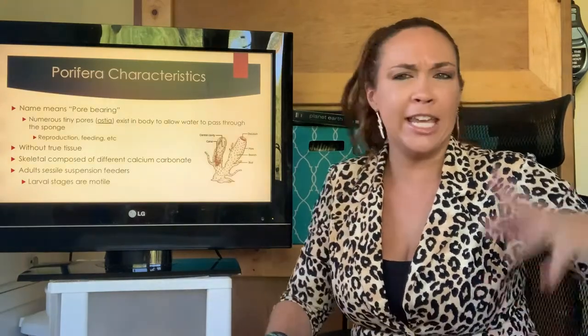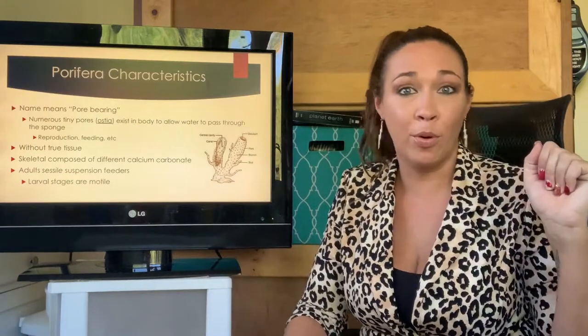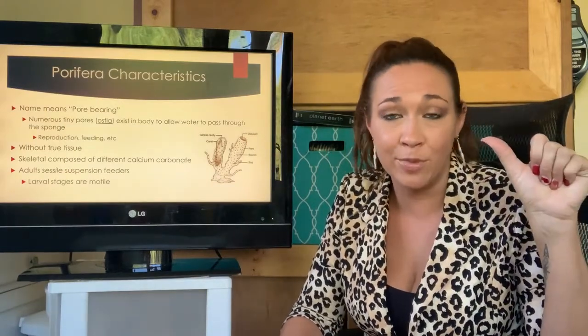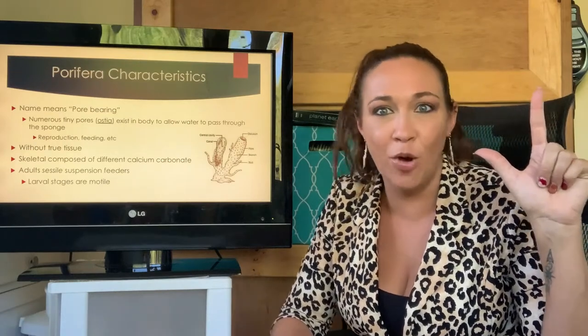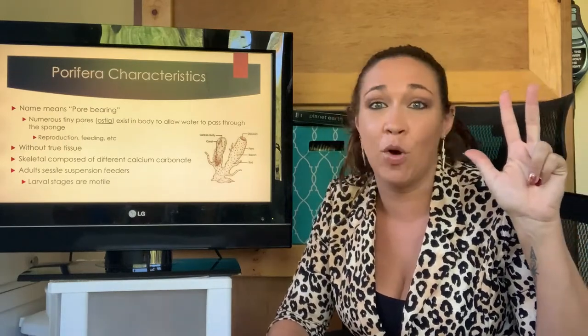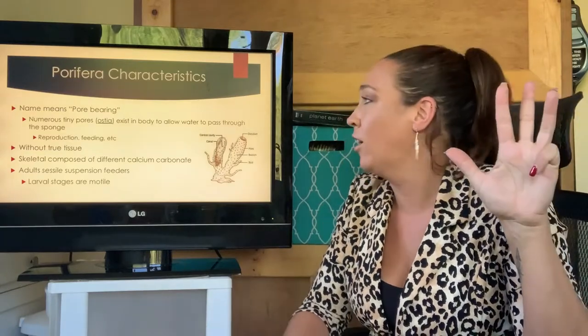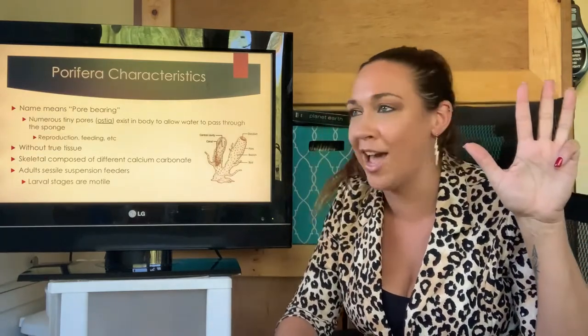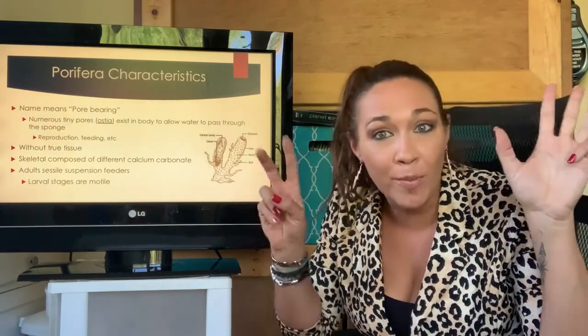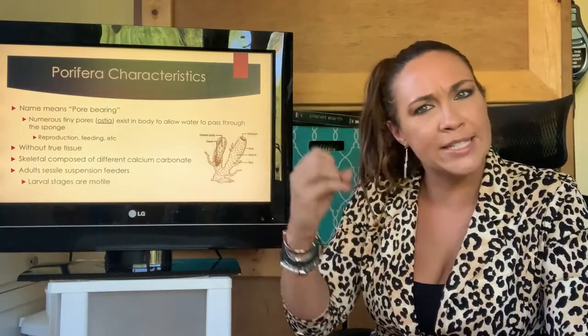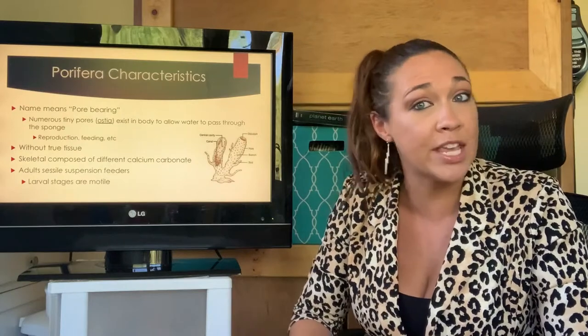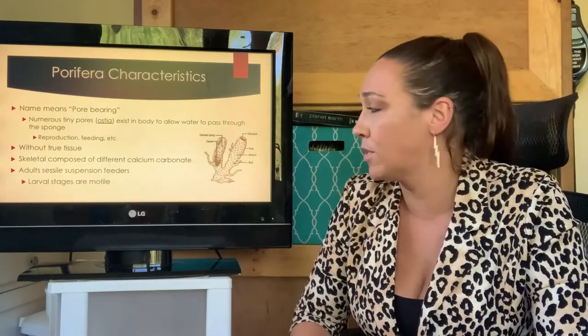Okay, so again, key characteristics for the phylum Porifera. One, asymmetry. Two, no true tissues. Three, they have choanocytes. Four, they have ostia, they have osculum, they're pore bearers. These are just bullet points that you could give me if I asked you what the key characteristics for these phyla are.